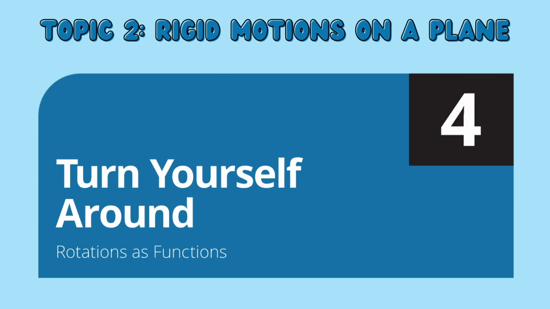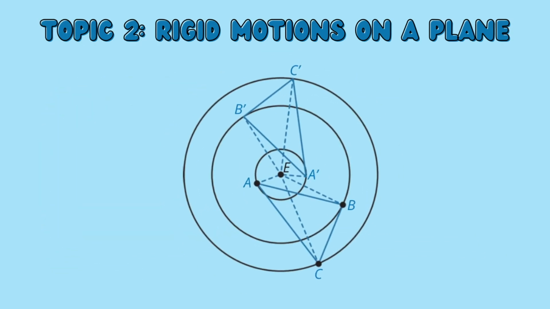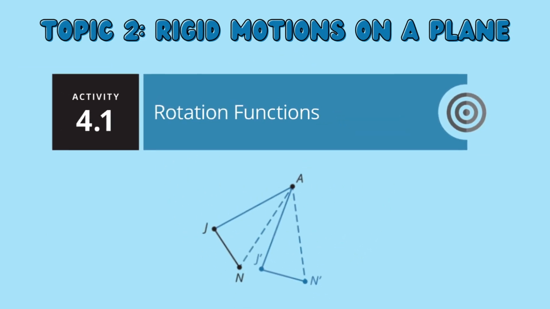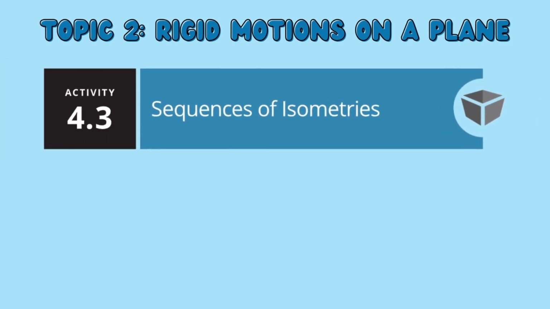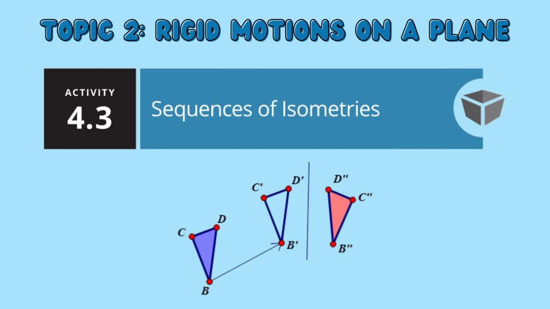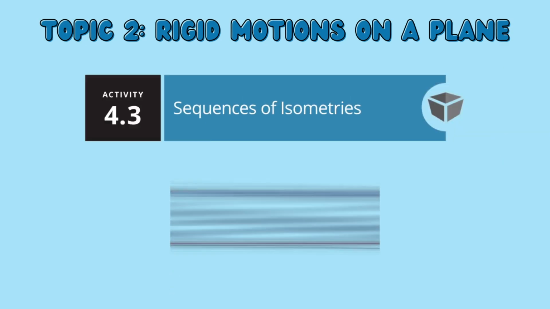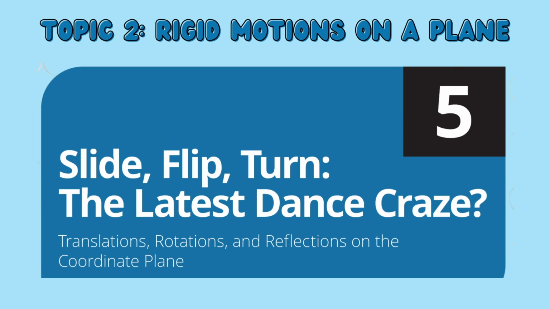Lesson 4, Turn Yourself Around, Rotations as Functions. In this lesson, students will investigate rotations in the plane. They will describe rotation transformations as functions that take points as input and output rotated points. They will finally end with specifying a sequence of translations, reflections, and rotations that will carry a figure onto a congruent figure.